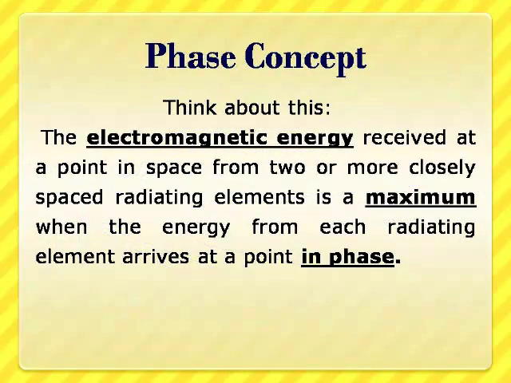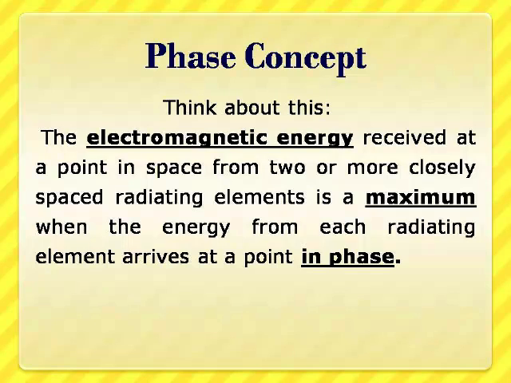What is this phased array? What is this phase concept in this? The electromagnetic energy received at a point in space from two or more closely spaced radiating elements is a maximum when the energy from each radiating element arrives at a point in phase.